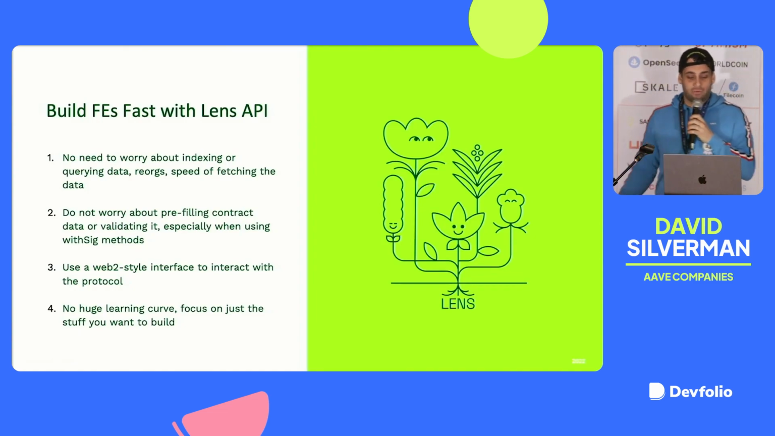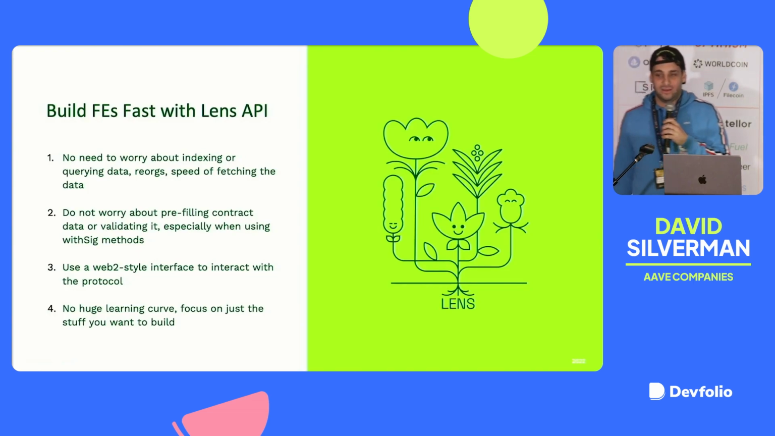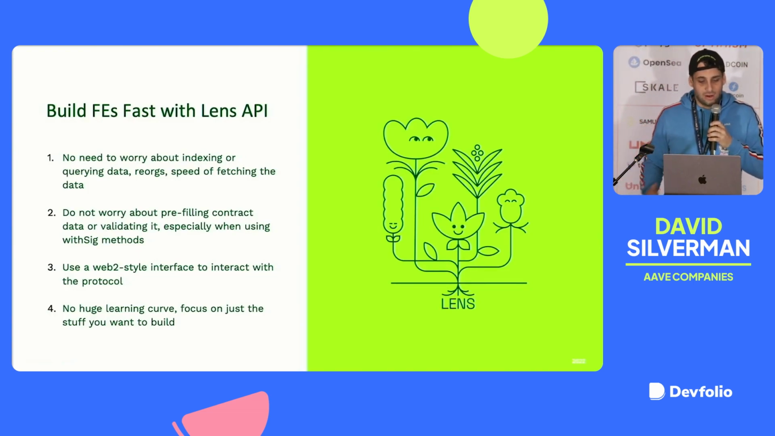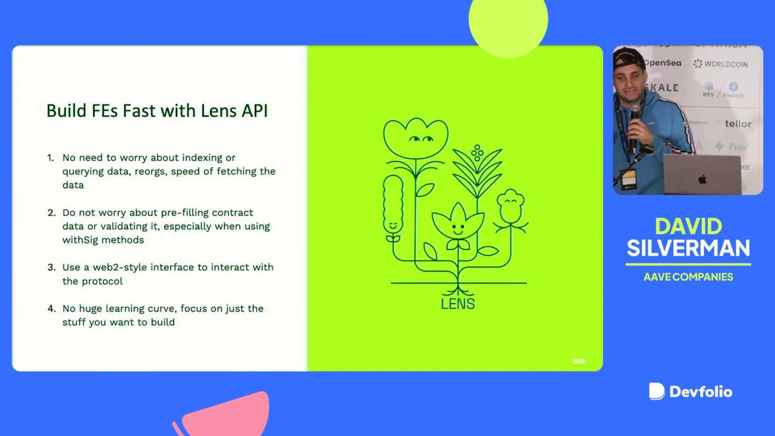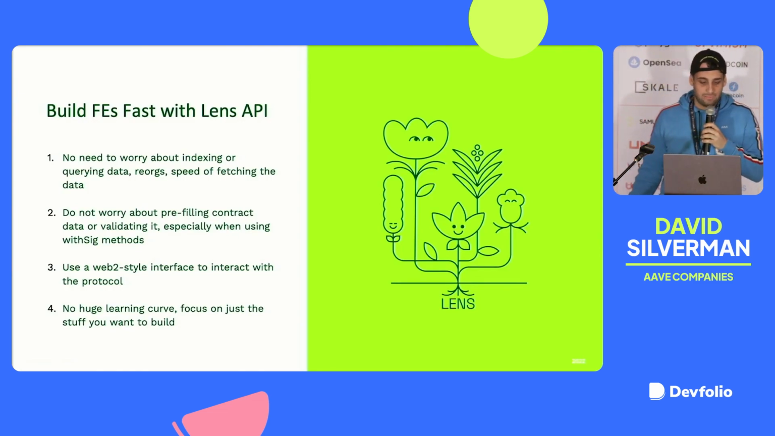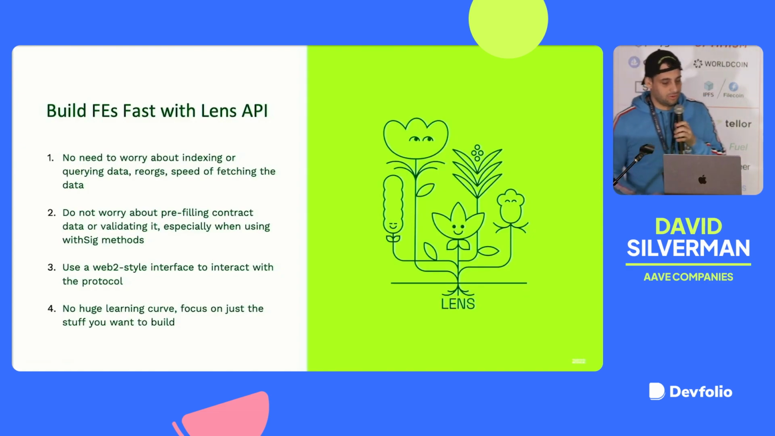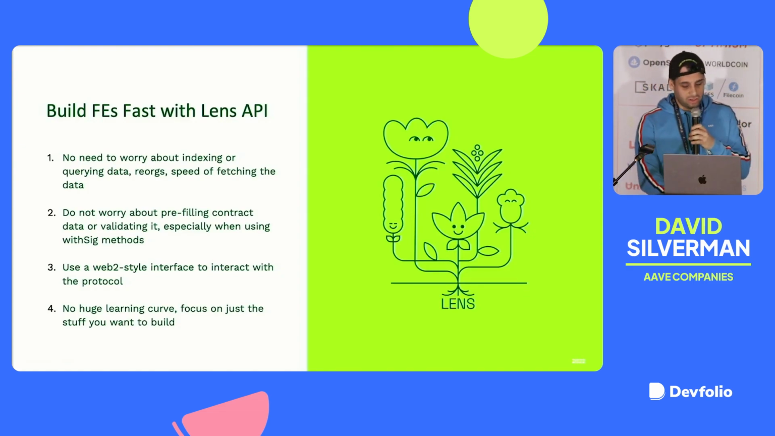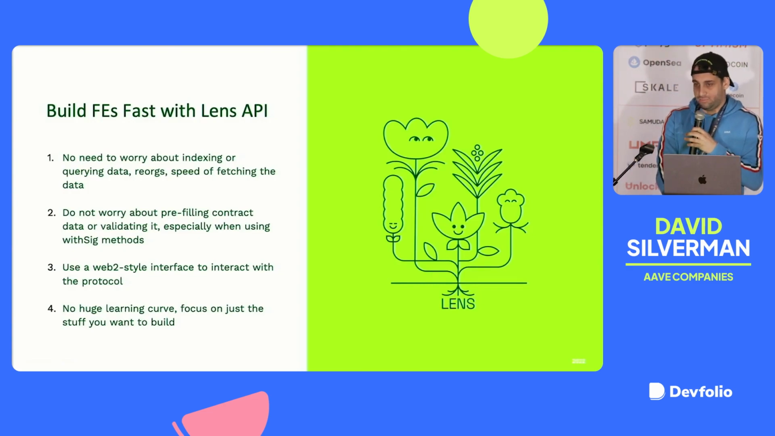You don't have to worry about pre-filling contract data or validating it or using weird with-sig methods. Our real goal is to offer something that is easy to approach for development. It looks and feels like a Web2 GraphQL API. It is simple to interact with the protocol. And there is really not a huge learning curve. You can just focus on the stuff you want to build.